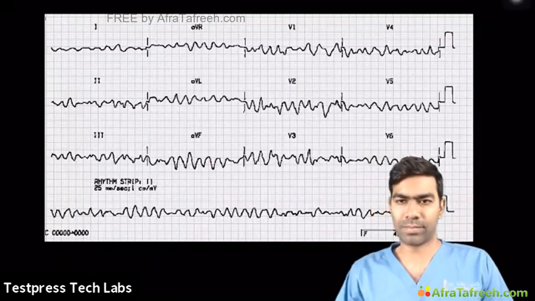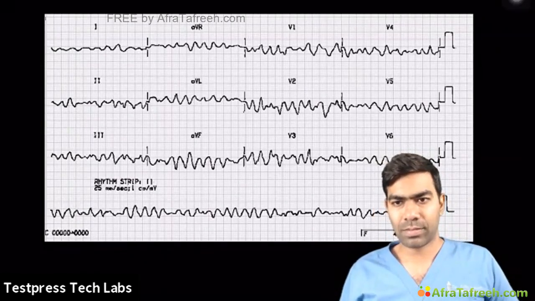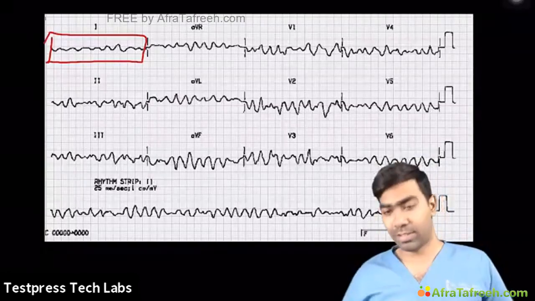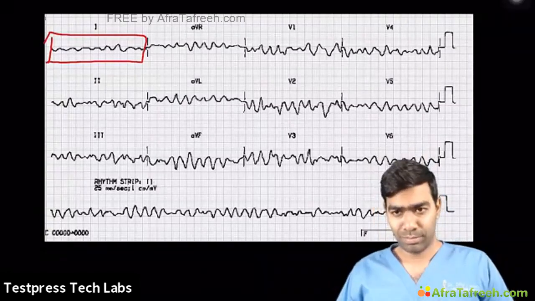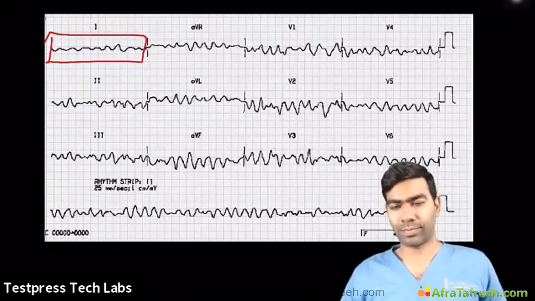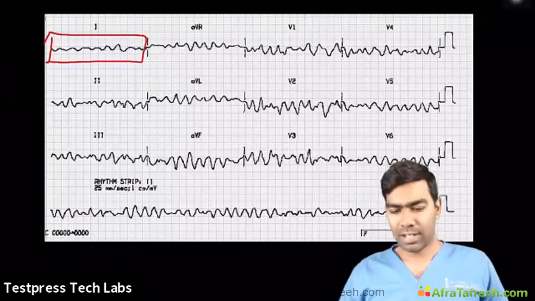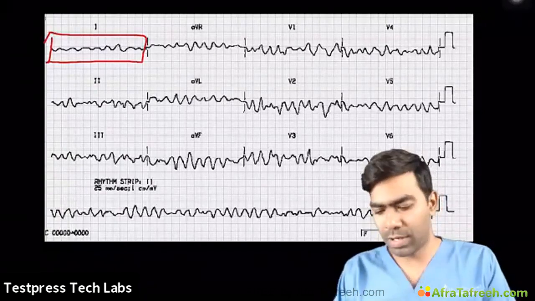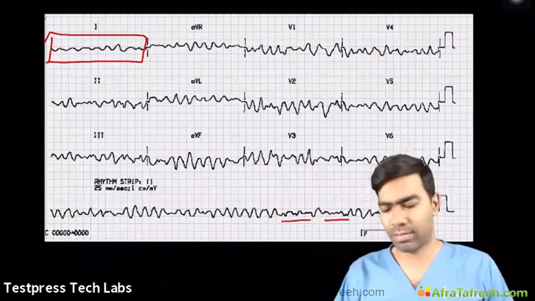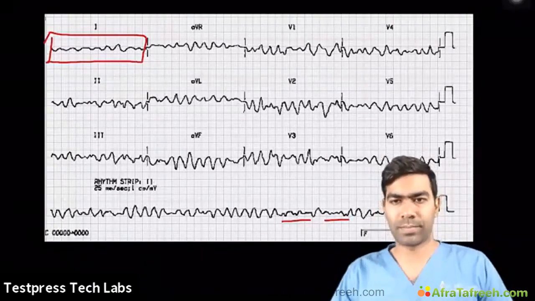What is this rhythm? And if you see this area, you will be able to tell your diagnosis. What you're supposed to tell? That area itself you can see and you can tell what is the diagnosis. First of all, analyze and understand, is there any formed QRS complexes? Any formed QRS? Show me one good formed QRS complex here.